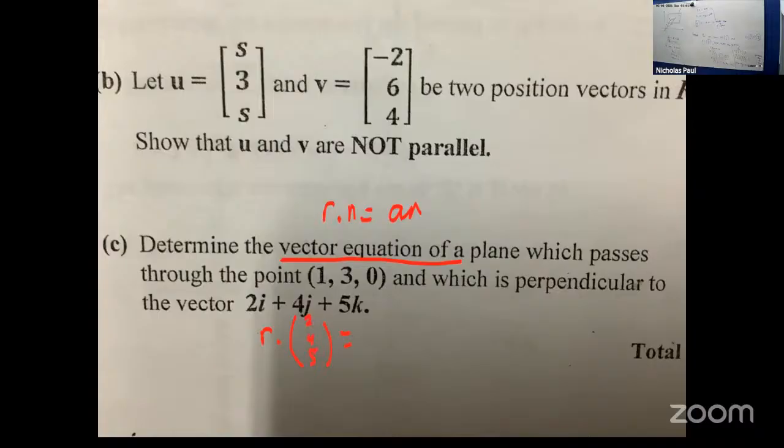Right? And then you have 2, 4, 5 multiplied by 1, 3, 0. So I got 2 and 12, 14. So I got that 14. So the answer is r·(2, 4, 5) equals 14.